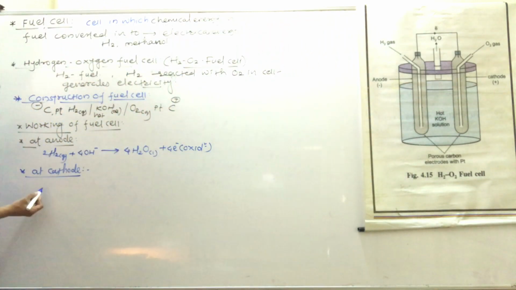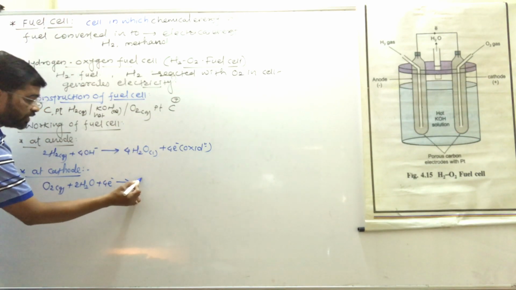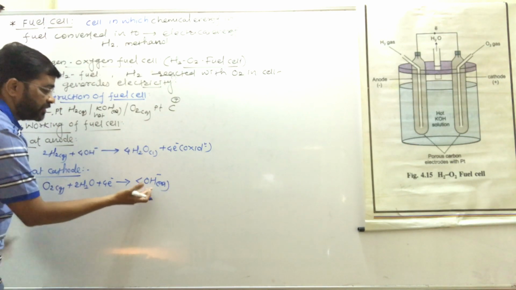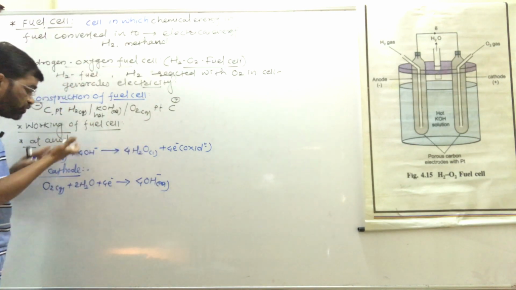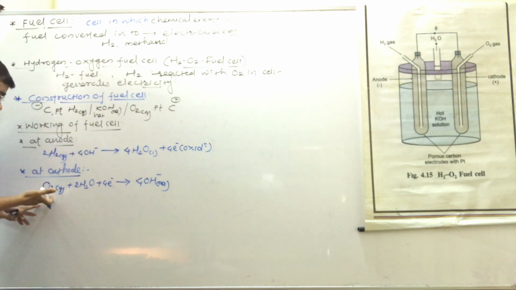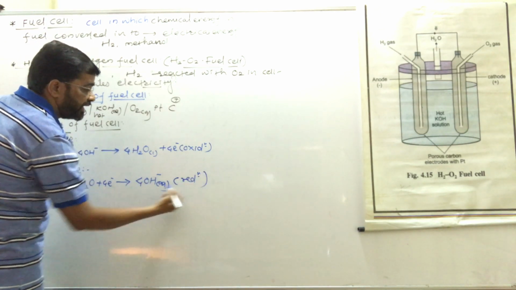So here, oxygen gas plus 2H2O accepts 4 electrons and there is formation of 4 hydroxyl ions. These 4 hydroxyl ions are again used at the anode. Again it produces water, and half of the water molecule is again used at the cathode. So this is the reduction reaction.